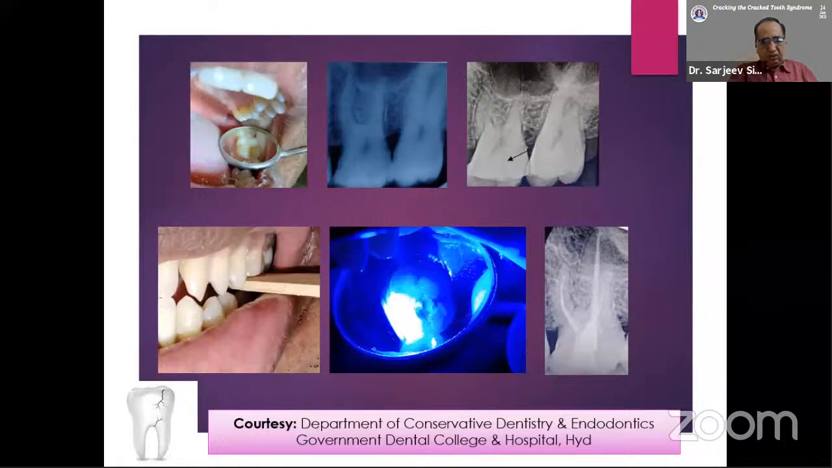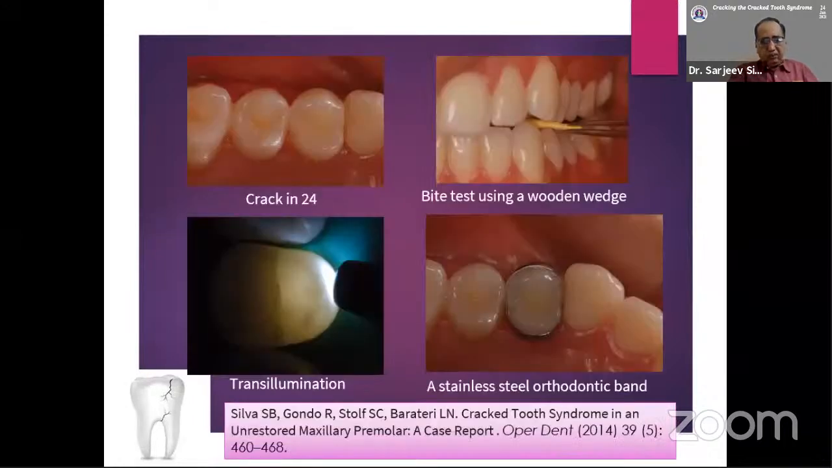And there were other cases which were reported, and I'm showing them just for interest, regarding the treatment modalities. There is a crack in 2-4. By using a bite wing wooden wedge, the author could find out that there was a cracked tooth. They did a trans-illumination in the third picture, and the trans-illumination stopped at the midline. Then the next step is a stainless steel band. The orthodontic band has to be given so as to prevent further wedging.